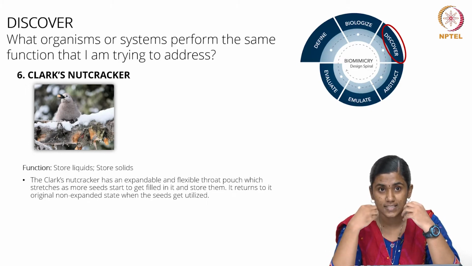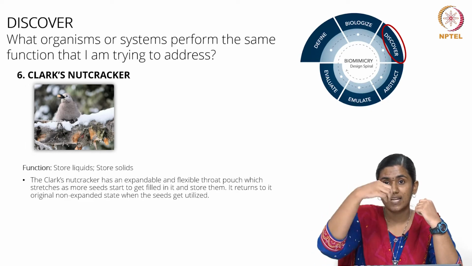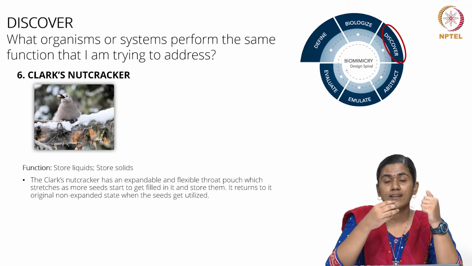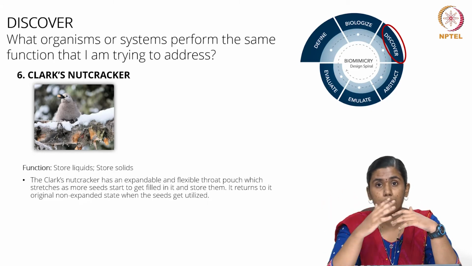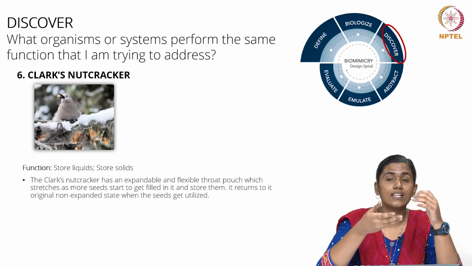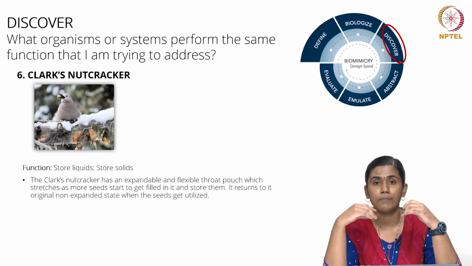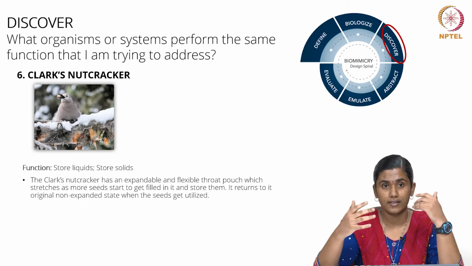It stores the seeds there, and while it's putting the seeds in, the throat pouch expands like a bag to hold all these seeds. And once it reaches its place, let us say once it reaches its offspring and it wants to feed those seeds, it is able to take out the seeds and the throat pouch again shrinks to its normal size. So it's like an expandable pouch. So that's the mechanism which Clark's nutcracker has evolved.